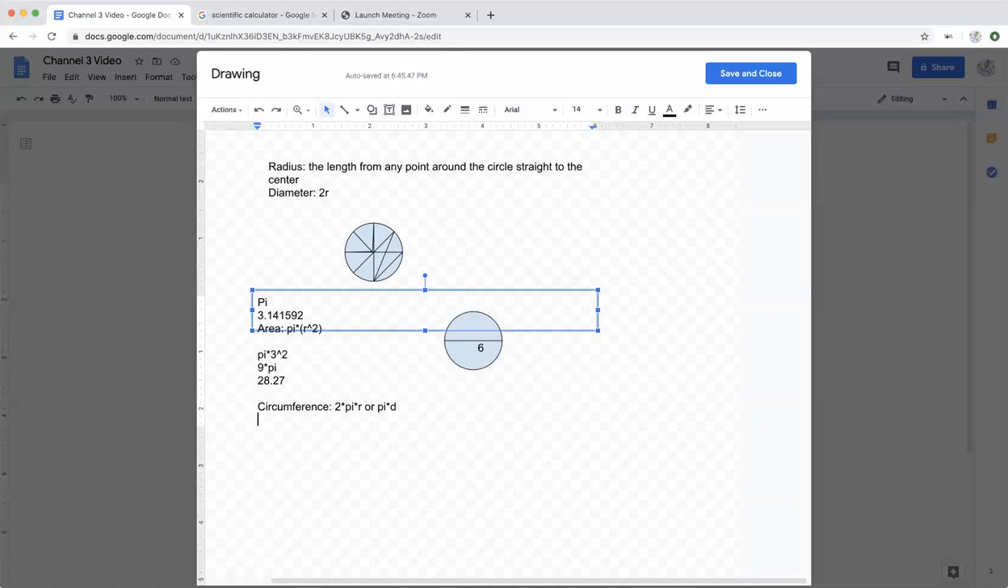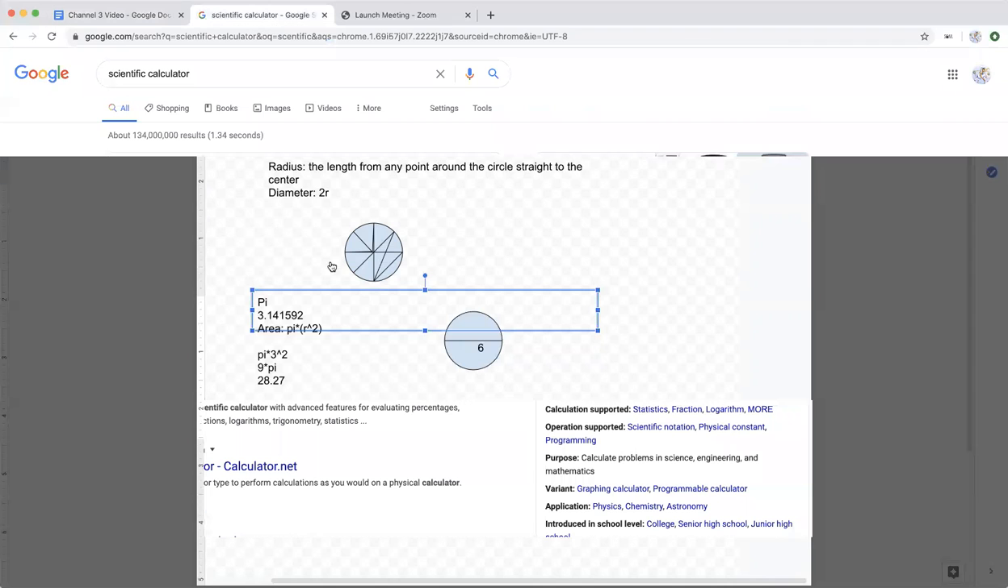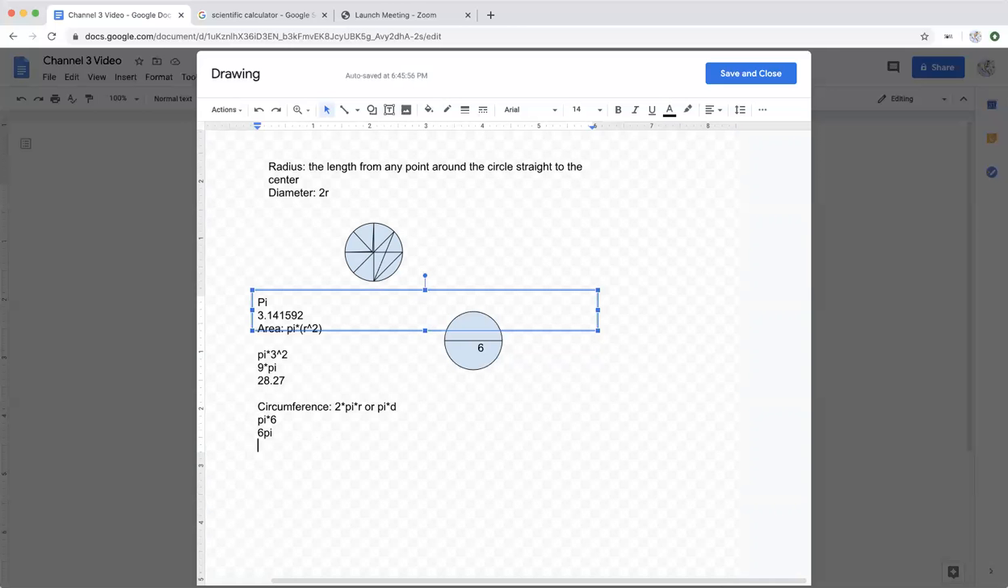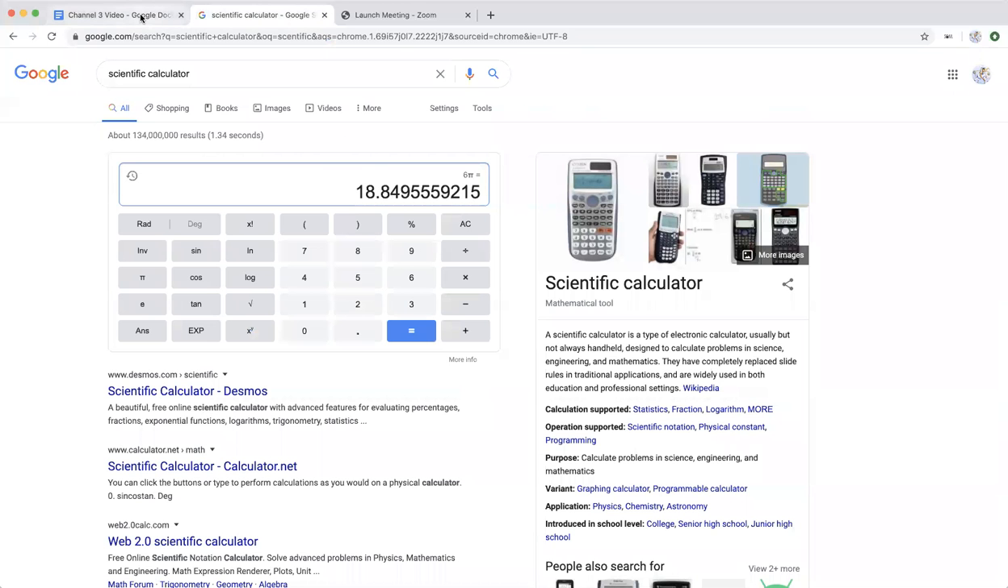So pi times diameter would be pi times 6. So it would be 6 pi. I'm going to put this into the calculator. And I get back approximately 18.85. So 18.85, and that would be your final answer for circumference.